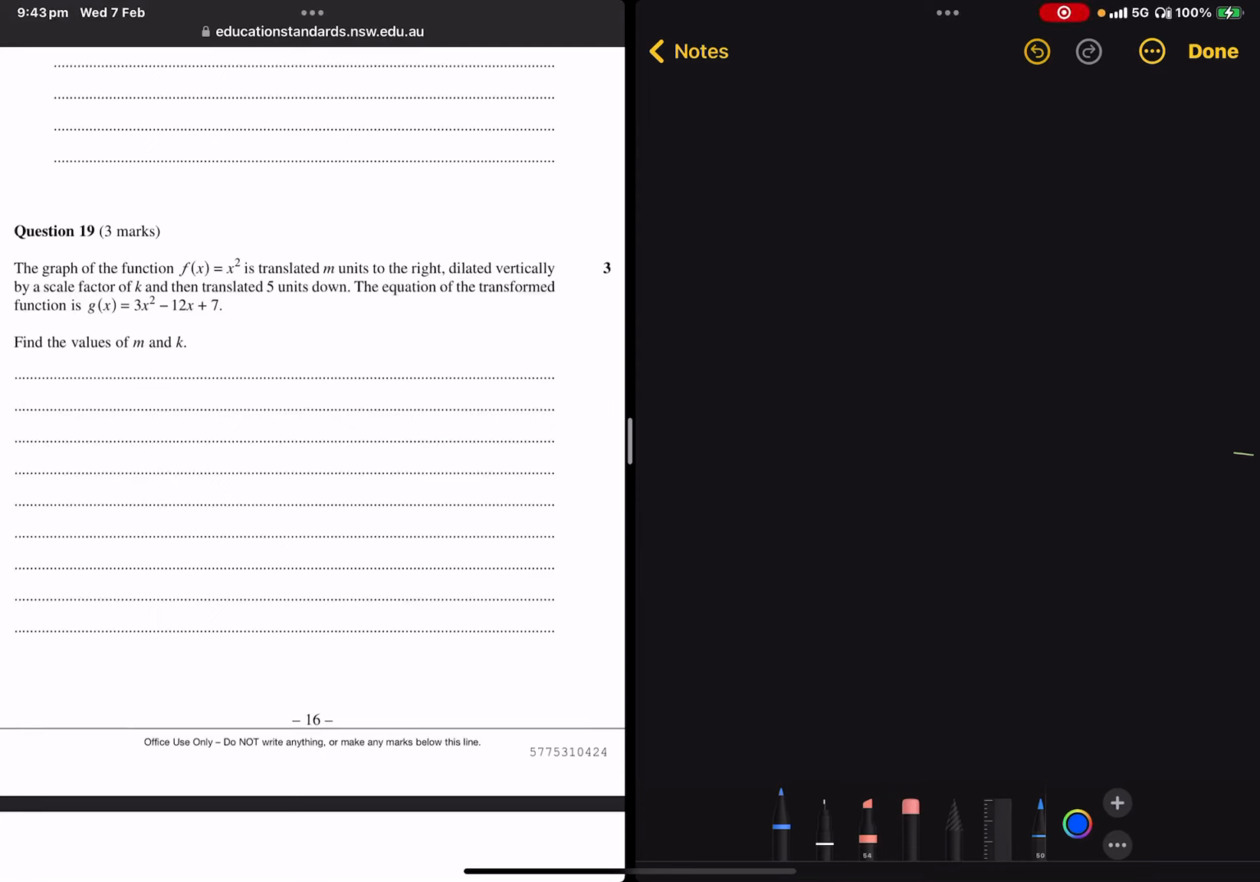Okay, so we're going to have a look at another question from the 2022 Advanced Maths HSC paper. So this is question 19. We're told the graph of a function, f of x equals x squared, is our starting function, is translated m units to the right, then dilated vertically by a scale factor of k, and then translated 5 units down.